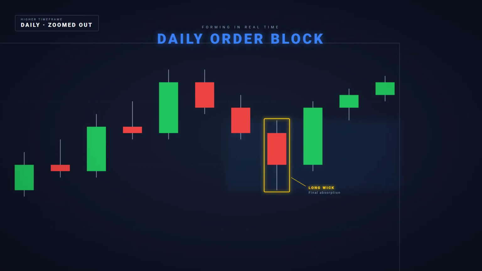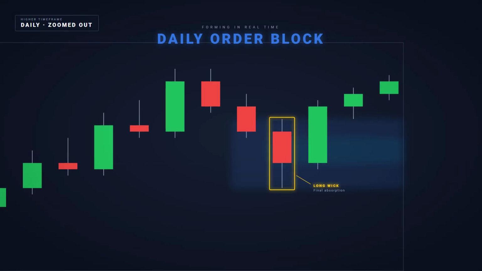The bearish daily candle, with its aggressive lower wick, represents the final absorption of sell-side pressure at the daily level. The institutional buyers who operate on the daily time frame stepped in during that candle's session. They absorbed the selling. And the strong bullish close the following day confirmed that the buying interest had overwhelmed the selling.